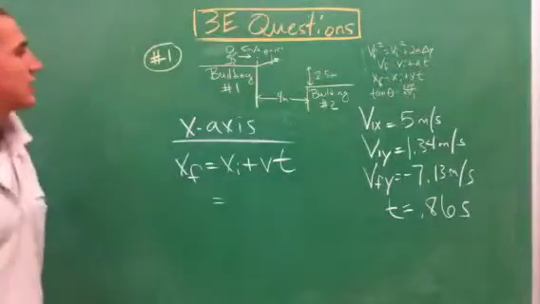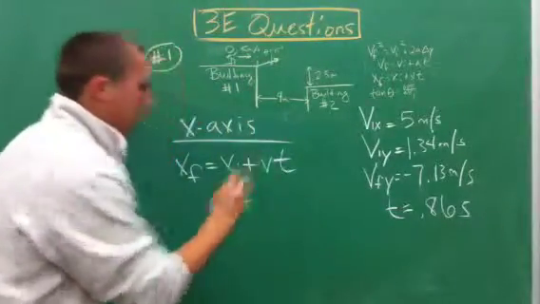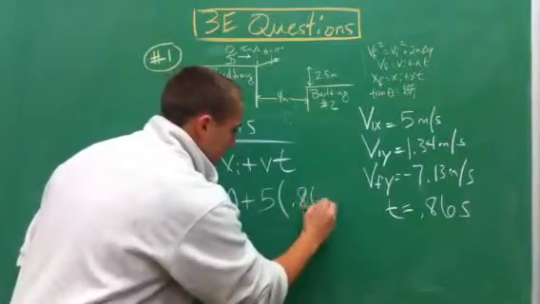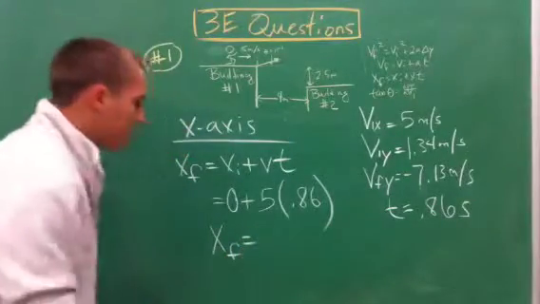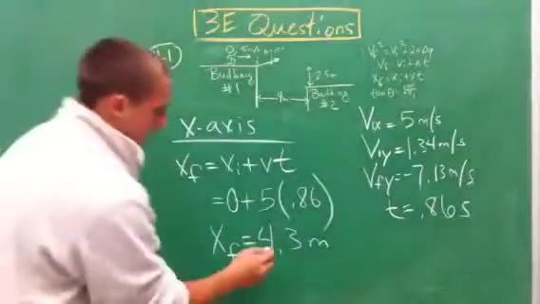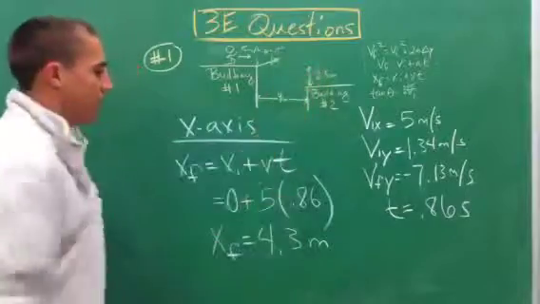Xi, the initial x position, is 0, that's where we started our coordinate grid, plus our velocity, which is 5, multiplied by time. And we get the final distance in the x component is equal to 4.3 meters. So yes, he lands at 4.3 meters from this spot, so he's going to make it and have a little bit of room to spare.